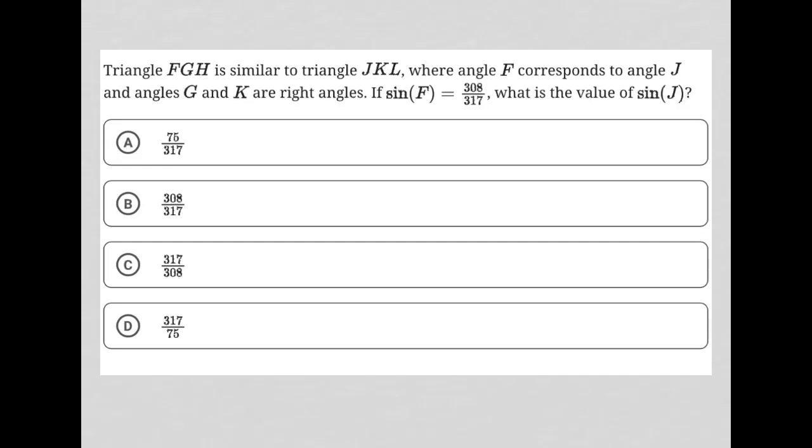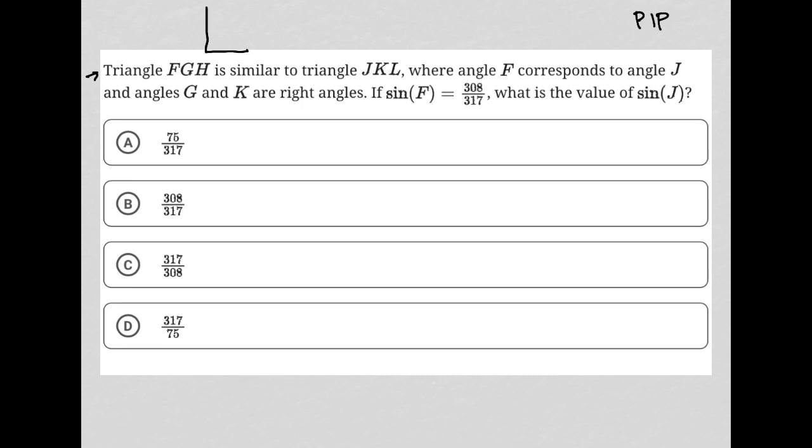So this question says triangle FGH is similar to triangle JKL, where angle F corresponds to angle J, and angles G and K are right angles. So to start off with, I'm going to use the strategy plug-in picture, which basically says anytime a question describes something that can be drawn, I'm going to decide to go ahead and draw it.